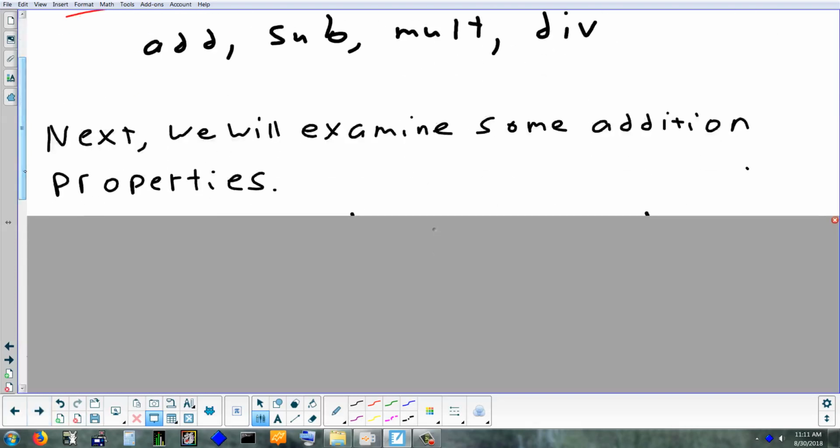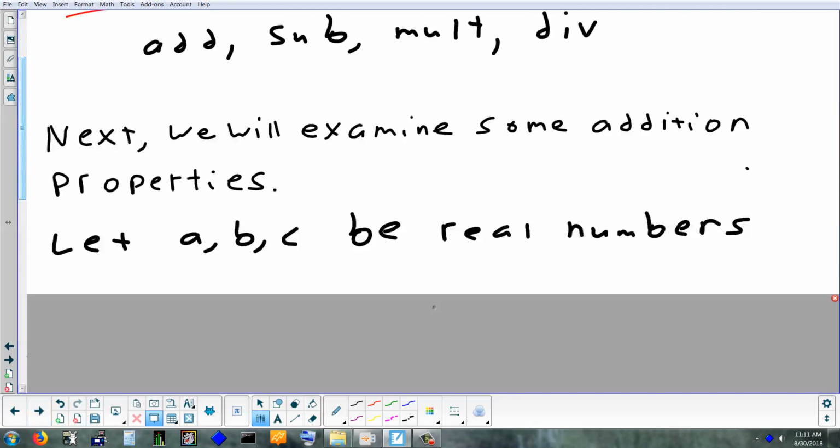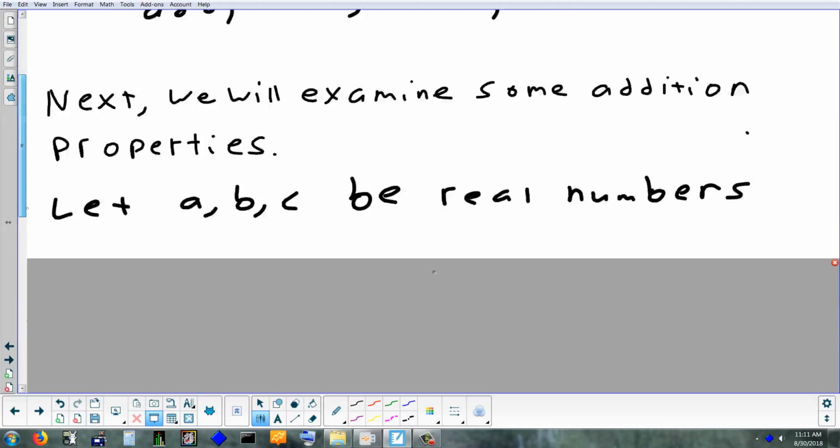Okay, so we'll go over a few properties of addition, like commutative, associative, identity, things like that. So for the examples I'm about to give you, I'm going to use the letters A, B, and C. And A, B, and C can be any real number. Positive, negative, fraction, decimal.